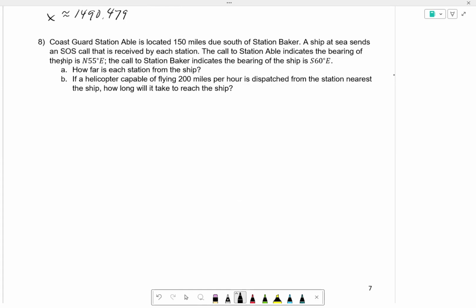Are you getting a picture of it? Is it coming together? Yeah, it's actually coming together. This is 150 miles. Say that's A, so it could be small b. So it's very good here. Write it out.